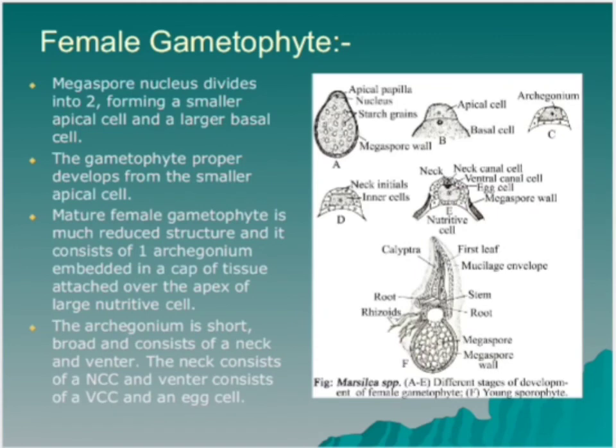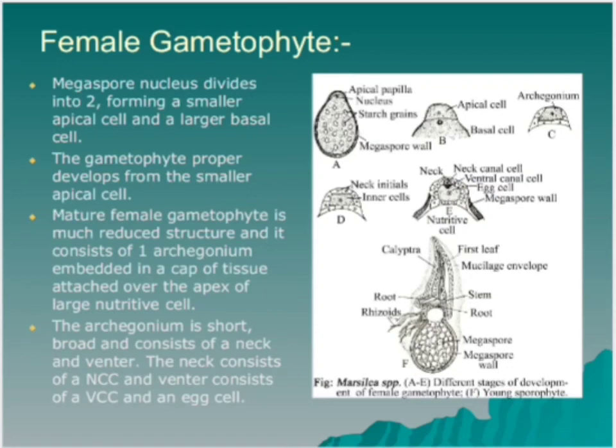Now, structure of the female gametophyte. The megaspore is the first cell of the female gametophyte. Germination of the megaspore starts as soon as it is liberated from the megasporangium. At first, the megaspore nucleus divides into two, forming a smaller apical cell and a larger basal cell. The gametophyte proper develops from the smaller apical cell.